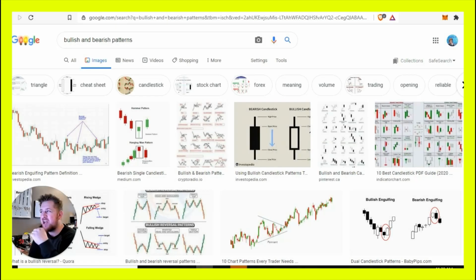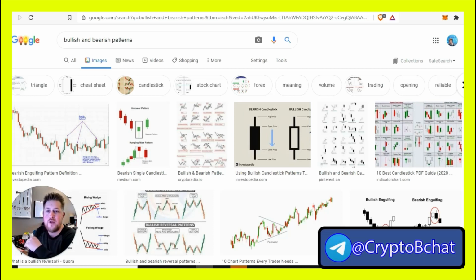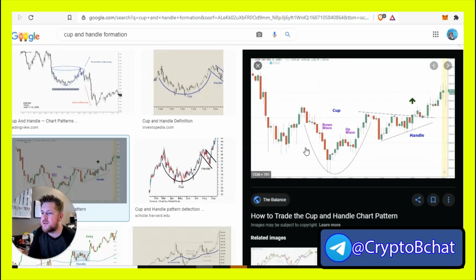Guys, as you can see, I just Googled bullish and bearish patterns. This is going to be your key. Google is your friend. Google has everything, mostly everything. Before you ask a question, Google it and see if you can get your answer there. You never know, you might learn something. But here you can see a wealth of knowledge. I've chosen 2 to talk about just quickly here before we hop into the charts.